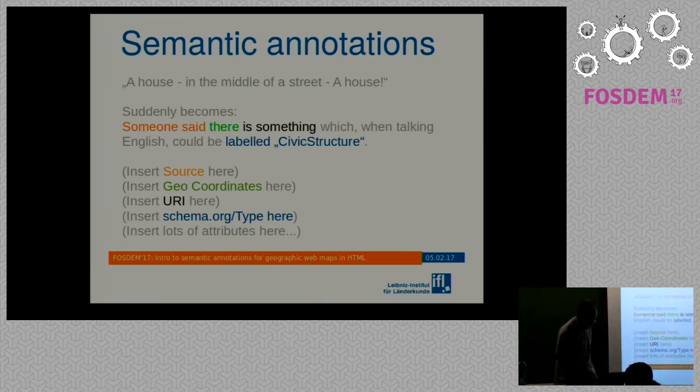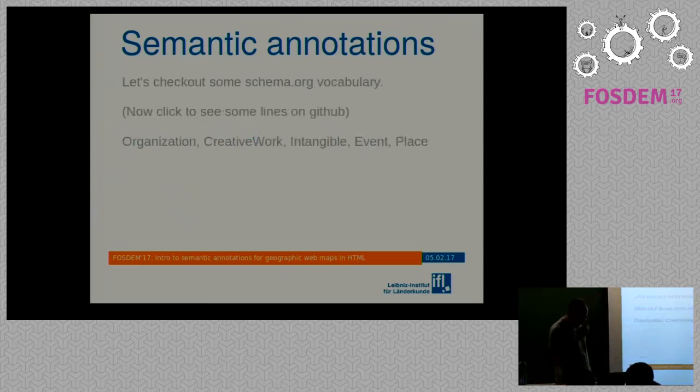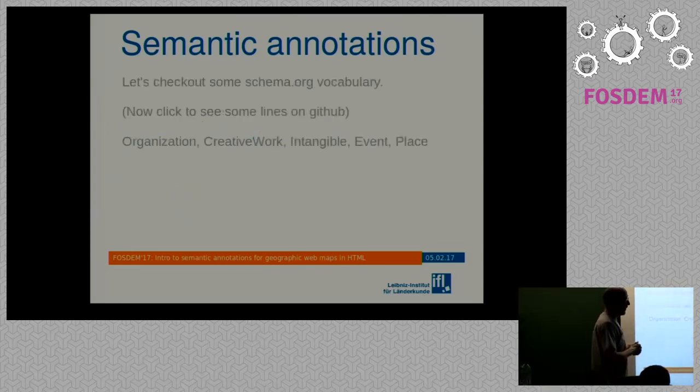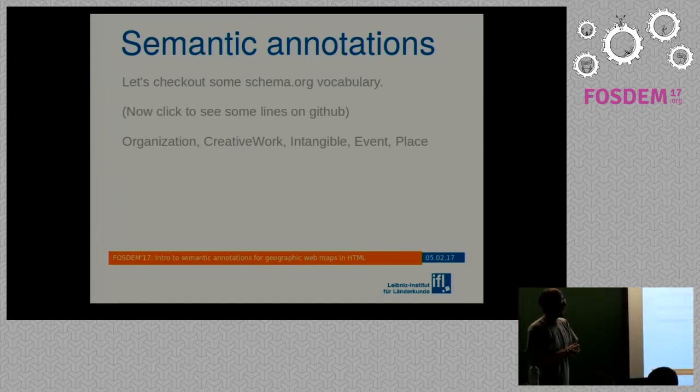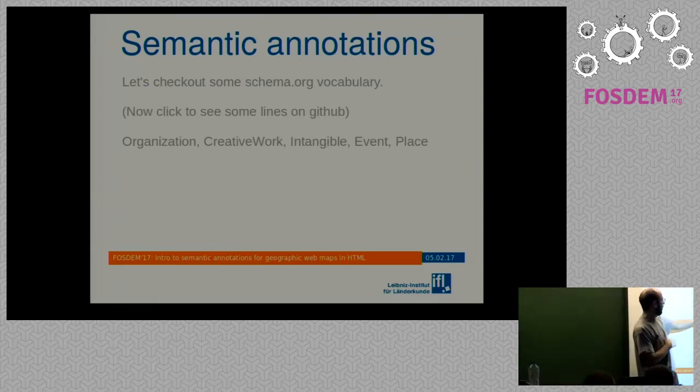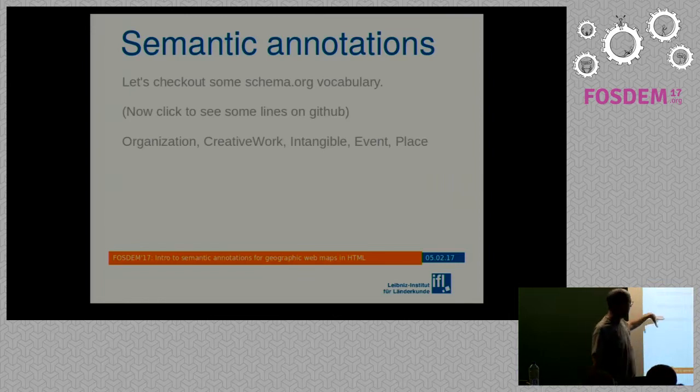So, if we talk about semantic annotations on maps, I decided to use the schema.org vocabulary because it's a vocabulary which tries to describe everyday life concepts, terms which we use in everyday life. There are five very abstract entities. For example, organization is basically anything from a university to a business to all kinds of companies, and it's a hierarchical taxonomy for describing the world.